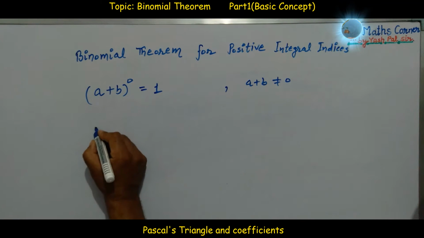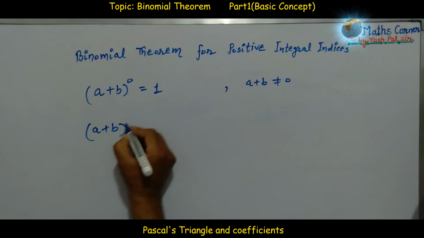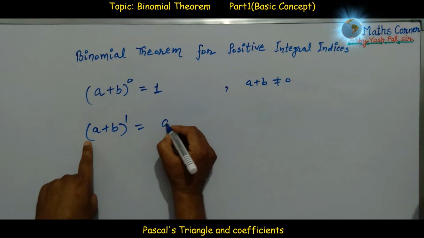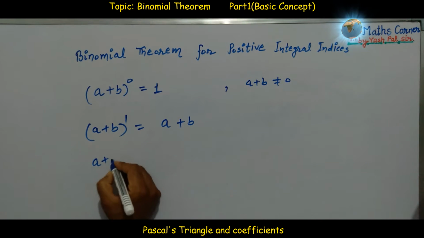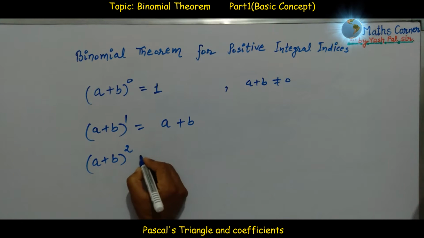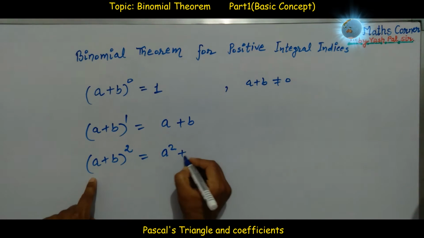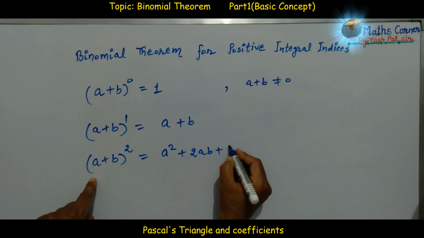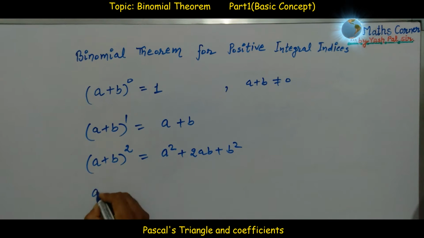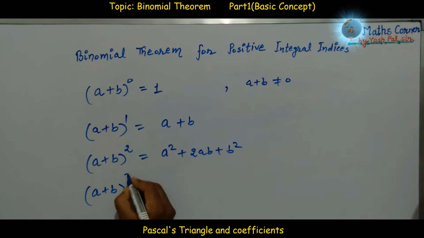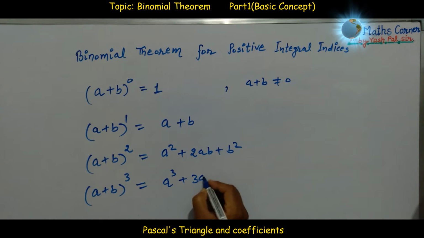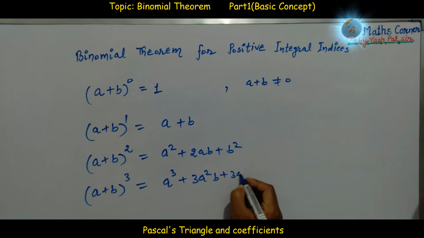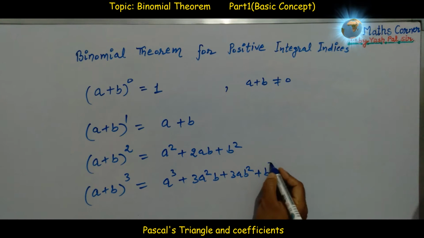Similarly, if we take (a plus b) whole raised to power 1, then of course the answer is a plus b. Similarly, if we take (a plus b) whole raised to power 2, then the result is a square plus 2ab plus b square. Now if we take (a plus b) whole raised to power 3, this becomes a power 3 plus 3a square b plus 3ab square plus b raised to power 3, like this. Okay, we can proceed so on.